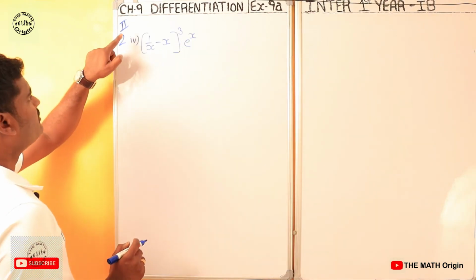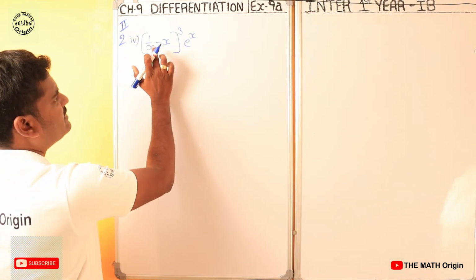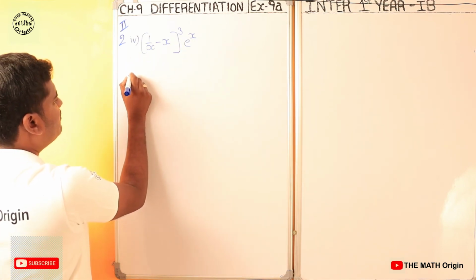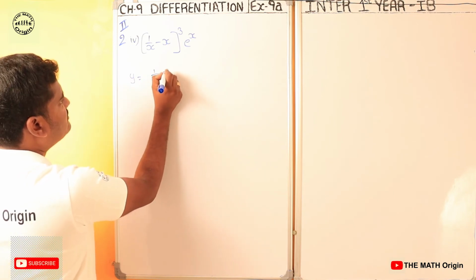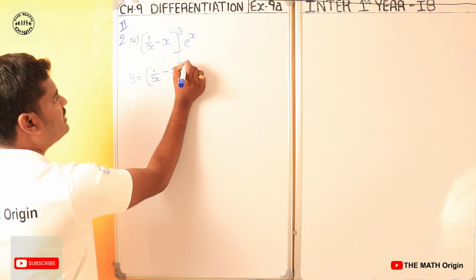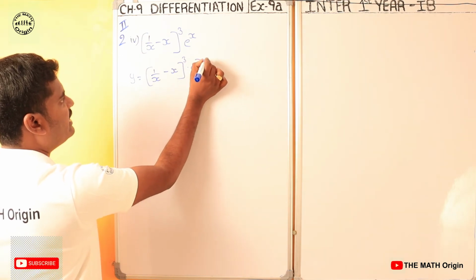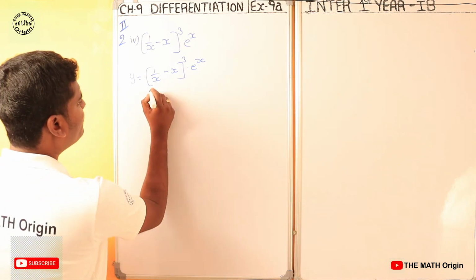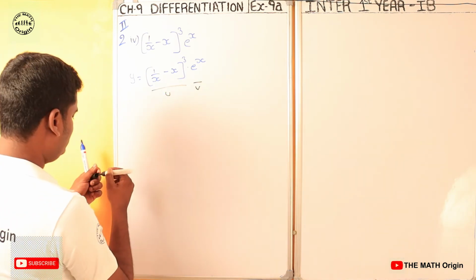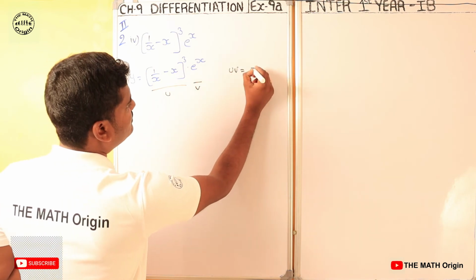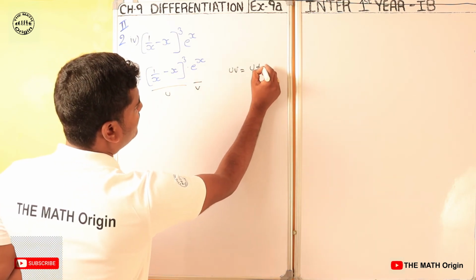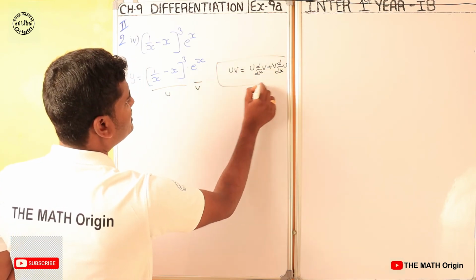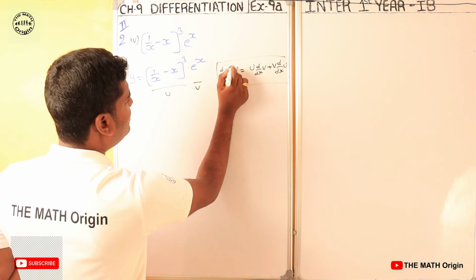Fourth bit from the second question of second section, 1/x minus x whole cube into e power x, differentiation of this value. So first I assume y is equals to 1/x minus x whole power 3 into e power x. Okay, now here this whole value is u and this value is v. Okay, we know the differentiation of u into v: u into d/dx of v plus v into d/dx of u. Okay, this is the differentiation d/dx of uv.